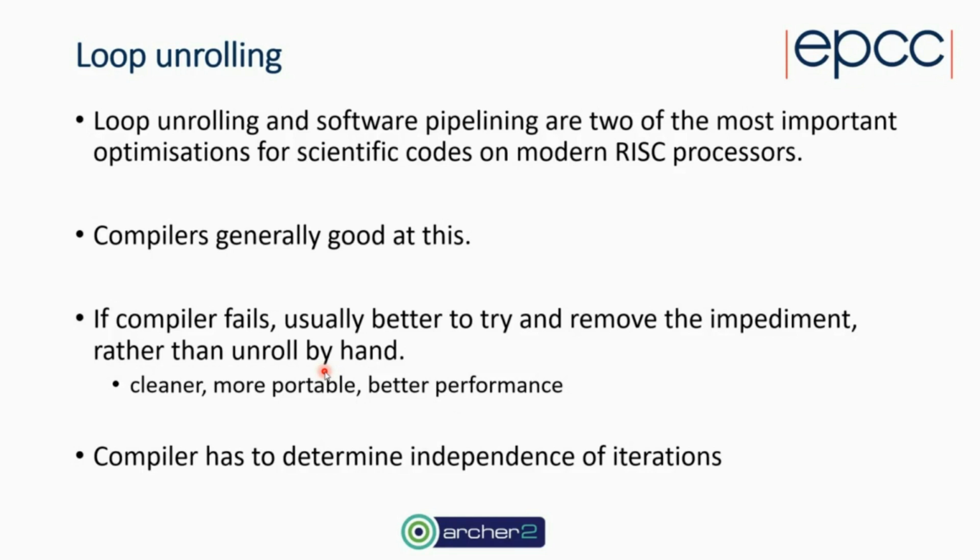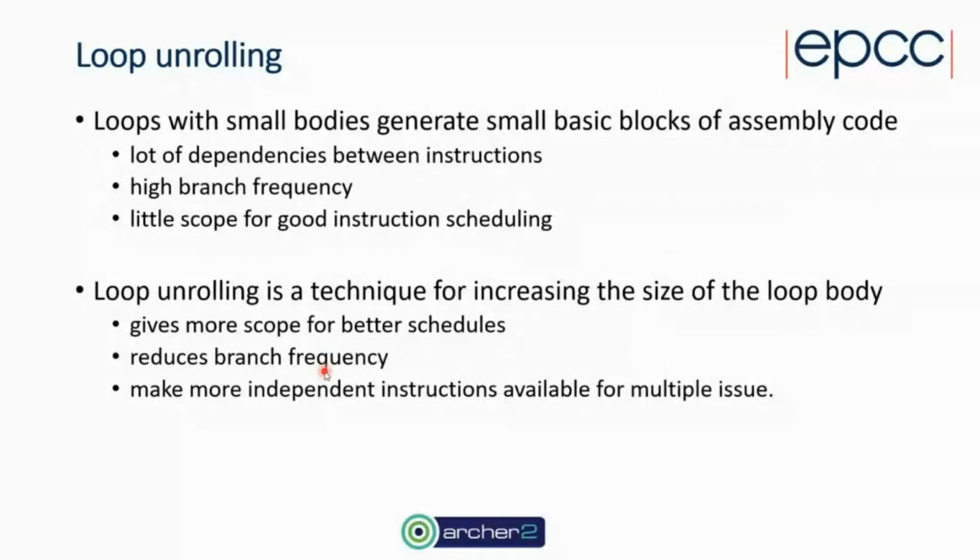And you could go and unroll those loops by hand, and we'll see what that means. But it's easier, if you can, to try and fix why the compiler can't unroll it. It should tell you it can't do this because of a dependency or because it doesn't understand something. And that is a more portable thing to do.